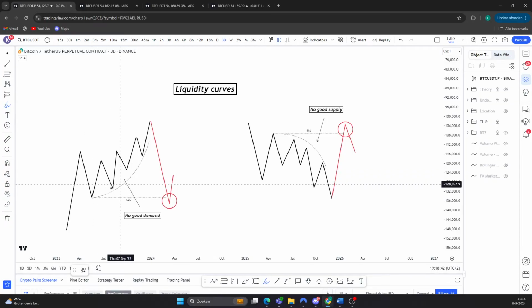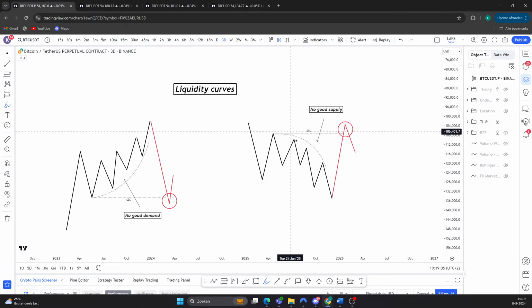You want each low, okay, to just have pure liquidity, pure stop losses, and no demand backing the low up. You want no demand in this curve, okay? So the liquidity curve is basically when we're trending up, each high is a bit higher up, so you cannot connect them with the trend line, but you have a curve that has no good demand.